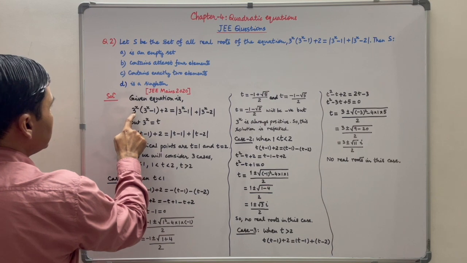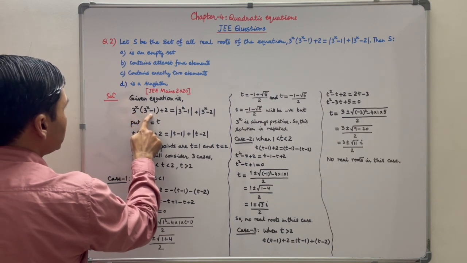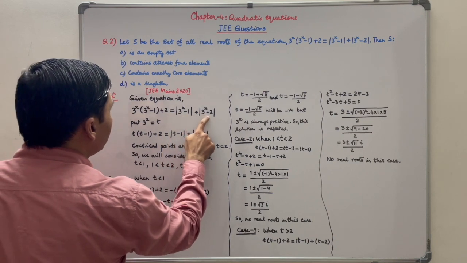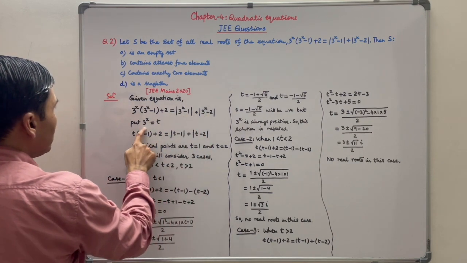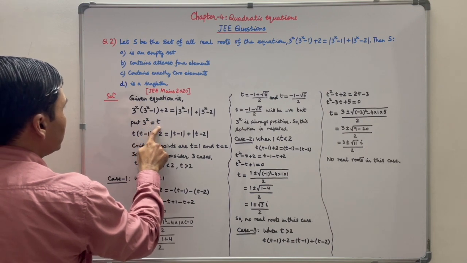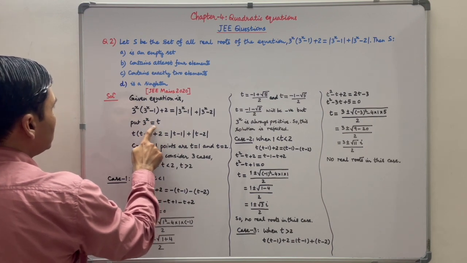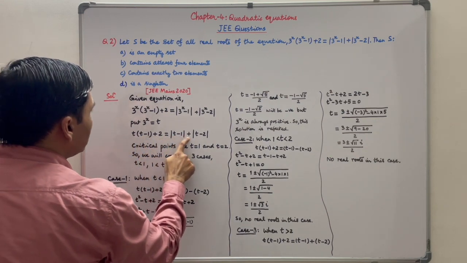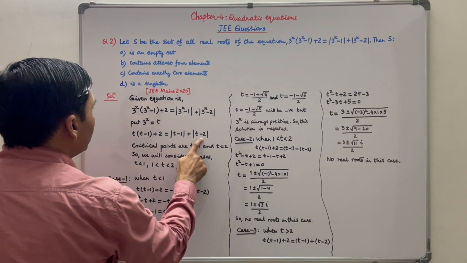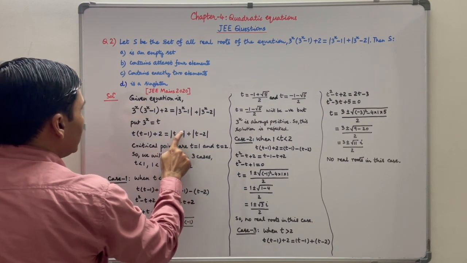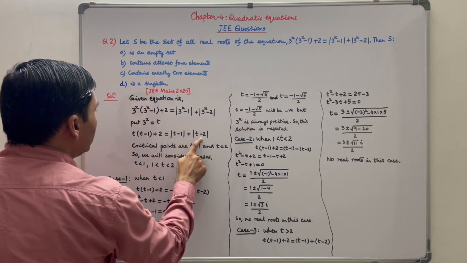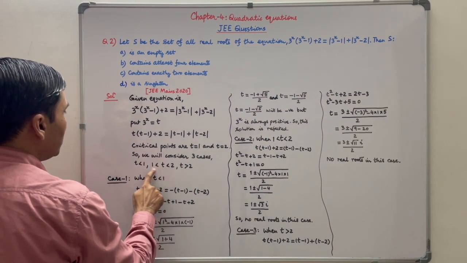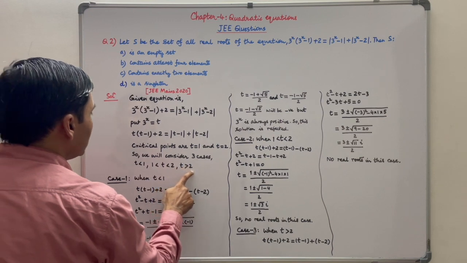The given equation is 3^x(3^x - 1) + 2 = |3^x - 1| + |3^x - 2|. Put 3^x = t so that the calculation is easier. So the equation will be t(t - 1) + 2 = |t - 1| + |t - 2|. Critical points are t = 1 and t = 2. So we will consider three cases: when t is less than 1, when t lies between 1 and 2, and when t is greater than 2.